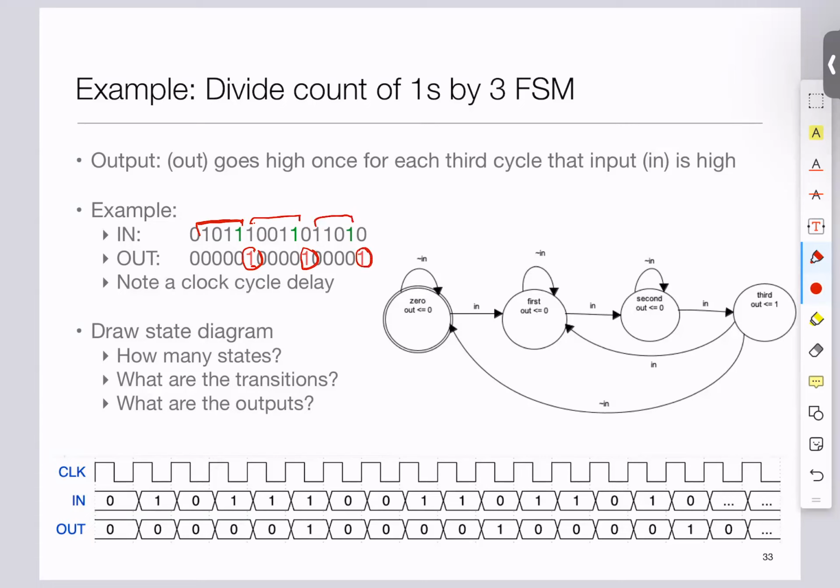This group of 3 ones, this output. So the idea is I'm counting how many ones have happened, and every time there's a new group of 3 ones, I'll output a 1. You see that my output is delayed by a clock tick. Why do you think that's happening? So we had this group of 3 ones, and then the output is happening in the next clock tick.